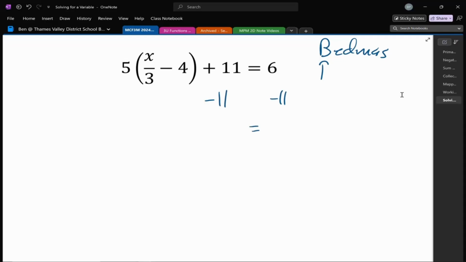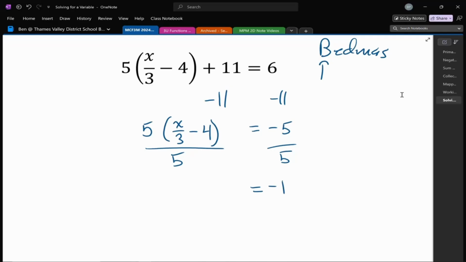I'm working with 6 minus 11. That is negative 5 equals 5 times (x over 3 minus 4). Nice and easy. Now I still have one more piece outside of my brackets. I'll need to undo that, so I divide both sides by 5. Here I'm dividing the whole side by 5. I'm working with negative 5 over 5 into my calculator. That's negative 1. On my left-hand side, these cancel out by design.